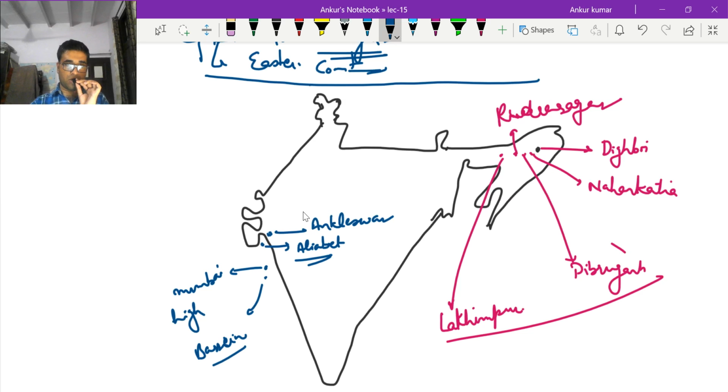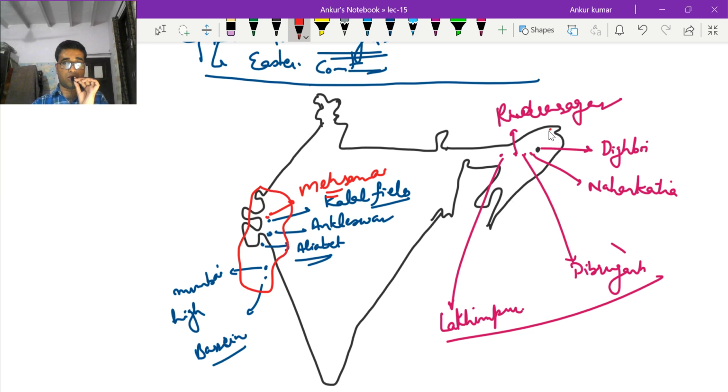Okay, this is the Kalol, यहाँ पर कलोल है, Kalol fields, and very adjacent to Kalol fields here, this is Mehsana, right. So this is the west coast region, this one. Okay, this is the eastern region.